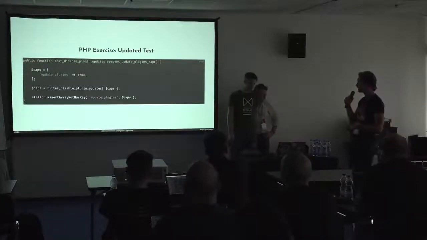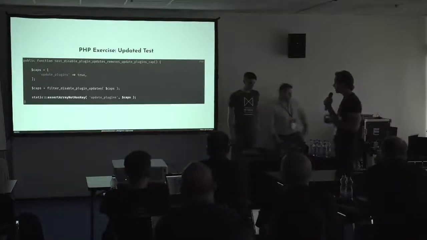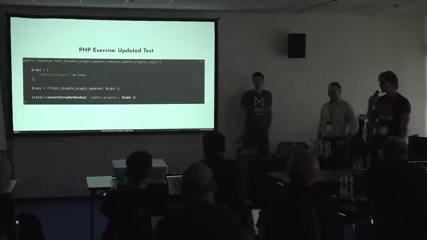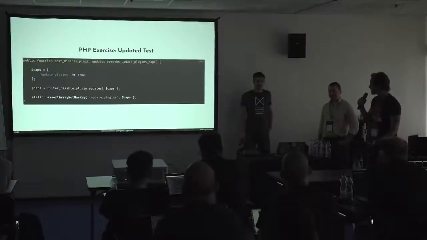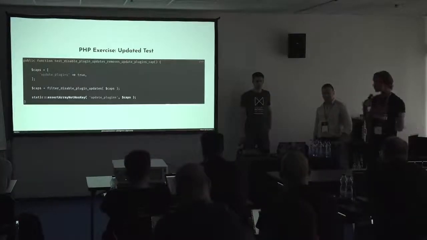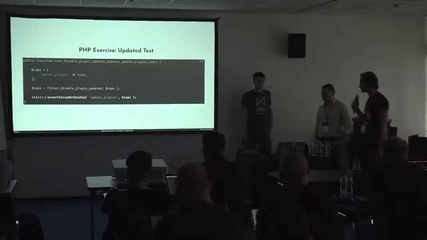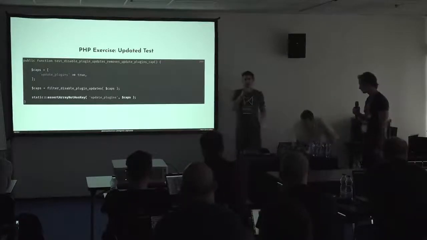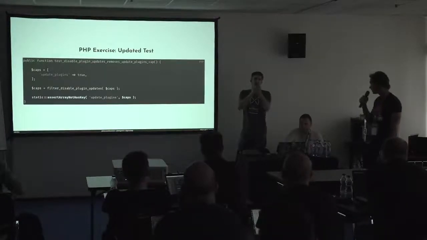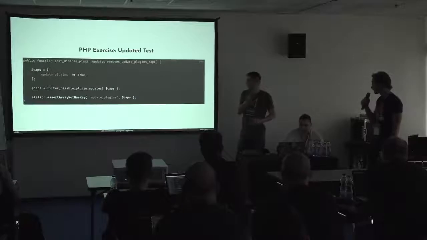To test that, we are calling assertArrayNotHasKey, which is a bit of a mouthful, but that's testing frameworks for you. What this does is check the caps array that we get back from our method, and ensures that the caps array does not have the update plugins key. And this is just one way to write the test. You could also assert false and then check isset or something else. So it's one way to do this.